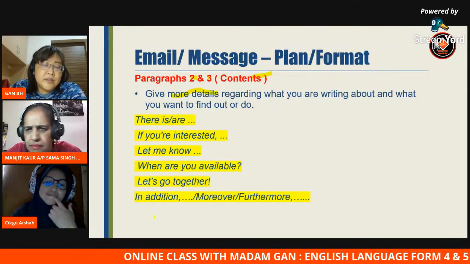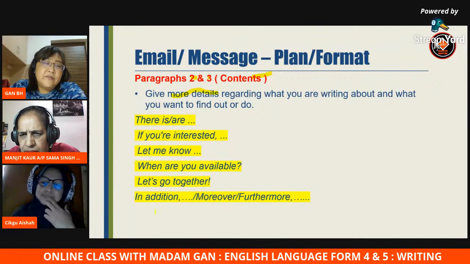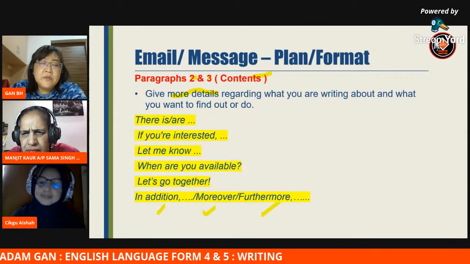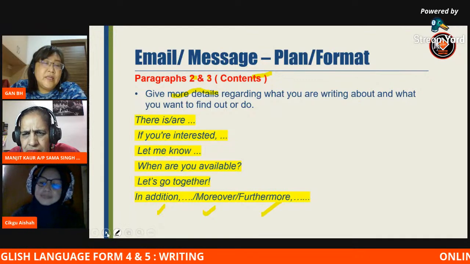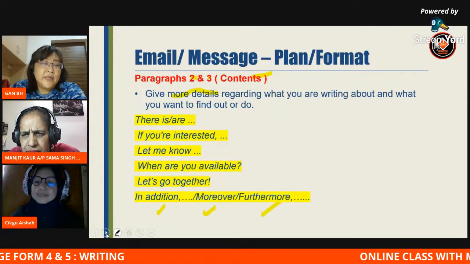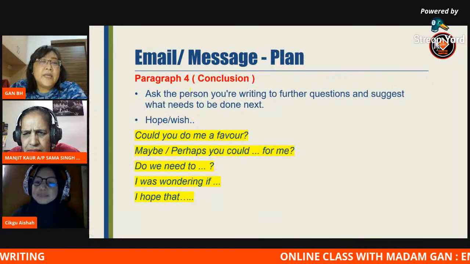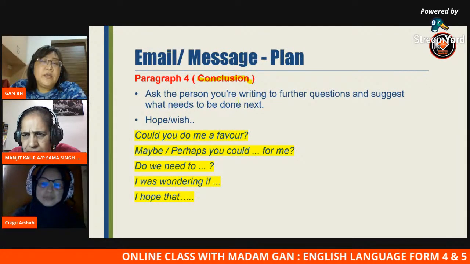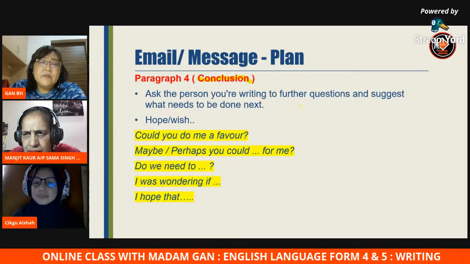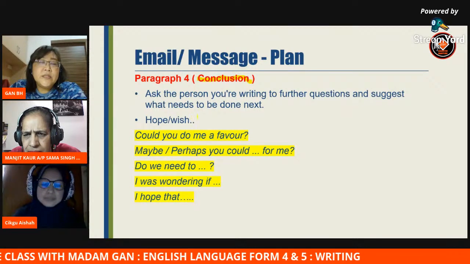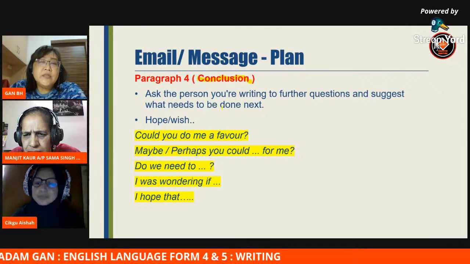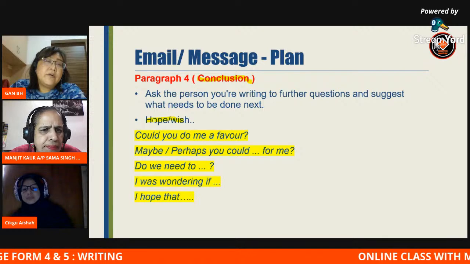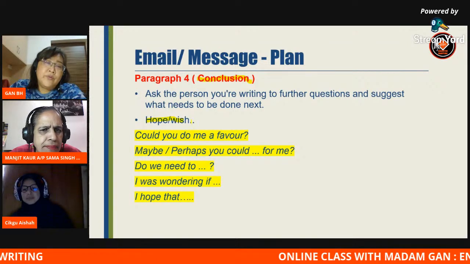Linkers are very important. The topic sentence: you can write first, firstly, next, in addition, moreover, furthermore. Remember to use your linkers or linking words. Now we look at the ending, which is paragraph 4, the conclusion. You can ask the person you're writing to further questions, or you can suggest what he or she needs to do next. Or you can write the wish or hope, what you wish for.